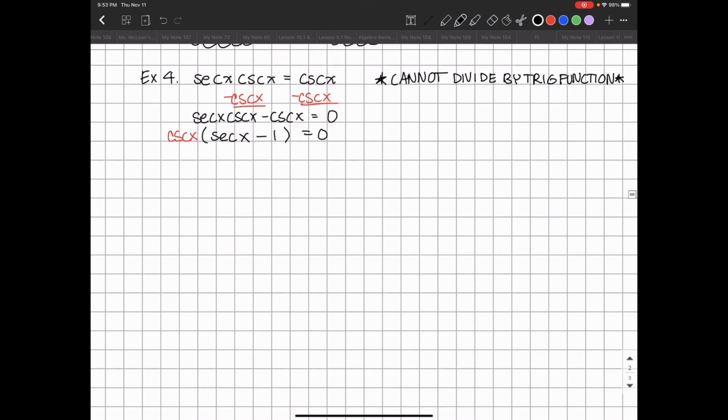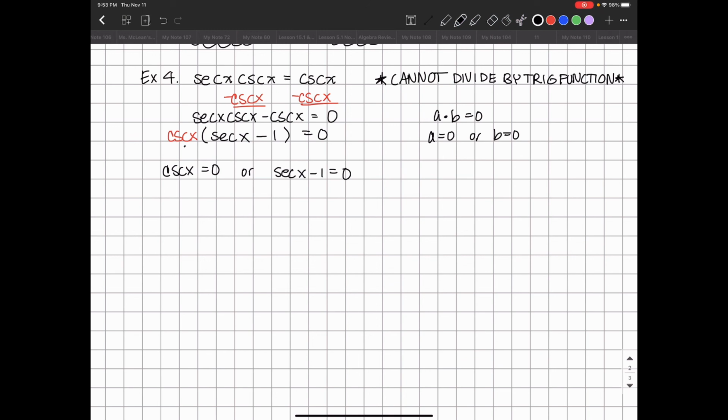The zero product property says that if I have a times b is equal to 0, then either a is equal to 0 or b is equal to 0. This is from back in Algebra 2, we did this. So I can say that cosecant of x is equal to 0 because one of these two things has to be equal to 0. Either this is 0 or this is 0. So I know cosecant is equal to 0 or secant of x minus 1 is equal to 0.